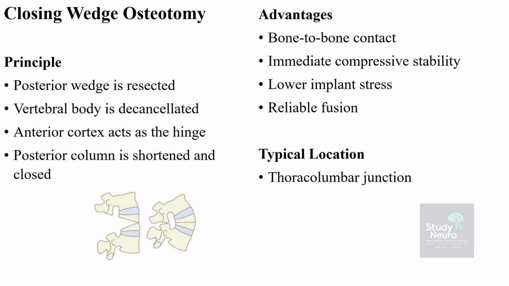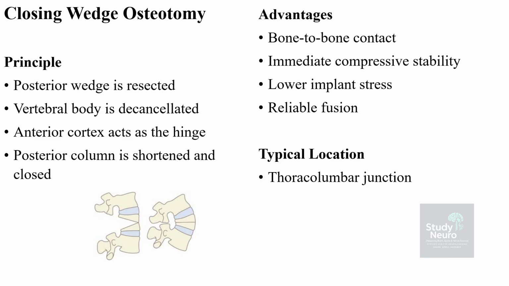A closing wedge osteotomy corrects a fixed spinal deformity by removing a wedge of bone from the posterior part of the vertebra. The vertebral body is carefully decancellated, allowing the anterior cortex to act as a hinge while the posterior column is shortened and closed. This creates direct bone-to-bone contact, which provides immediate stability and supports reliable fusion while reducing stress on the implants. It is a powerful and stable technique.